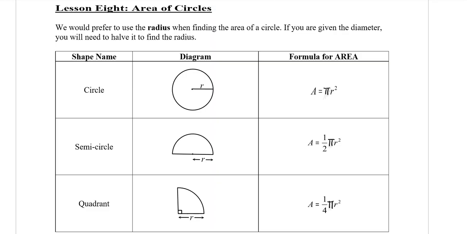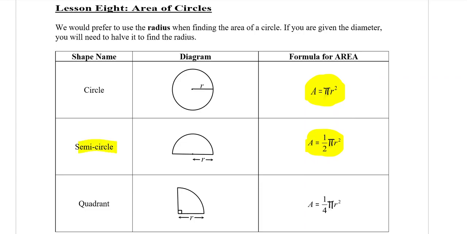The formula for the area of a circle involves pi, and the formula is A equals pi r squared. Don't confuse it with circumference. This is for area. A equals pi r squared. If you have a semicircle, which is half of a circle, then you put a half in front of the pi r squared. Half of a circle, so half of pi r squared.